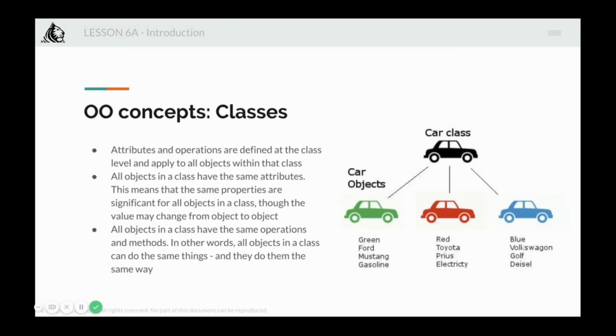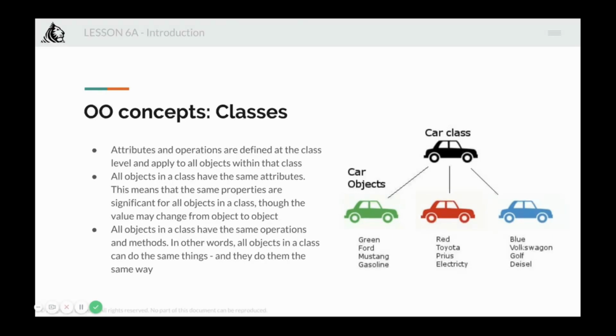Okay, so a very simple example would be the cars diagram that you can see. There's a class called car. Now within that class there are multiple objects. There's a green Ford Mustang which runs on gasoline, there is a red Toyota Prius which runs on electricity, and there's a blue Volkswagen Golf which runs on diesel, with the wrong spelling.